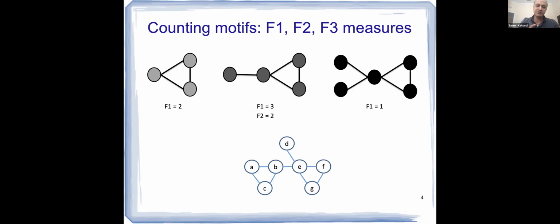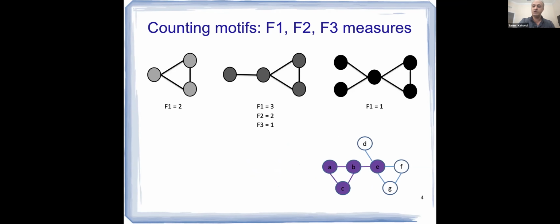The F3 measure is more stringent. It says that not only the placements of the motifs should be independent in terms of the edges, but they should also be independent in terms of the nodes. So I'm not going to allow any overlaps between the nodes and edges. When you have this constraint, there's only one copy of the motif that I can place on the target network, and any other copy that you can place is going to be overlapping with this. So the F3 measure is going to be equal to 1.